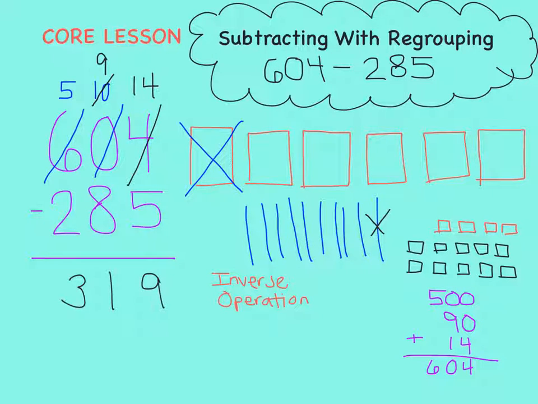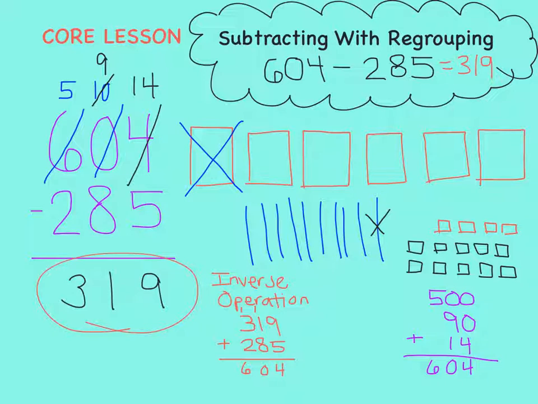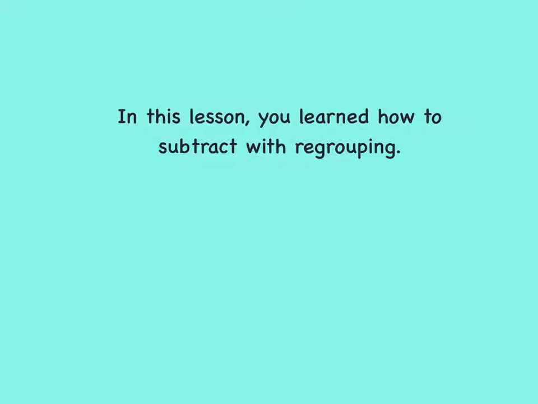I can double check my answer using inverse operation. That just means the opposite. So instead of subtraction, I'll use addition. 319 plus 285 equals 604, our original number. That means our answer was correct. 604 minus 285 equals 319. In this lesson, you learned how to subtract with regrouping.